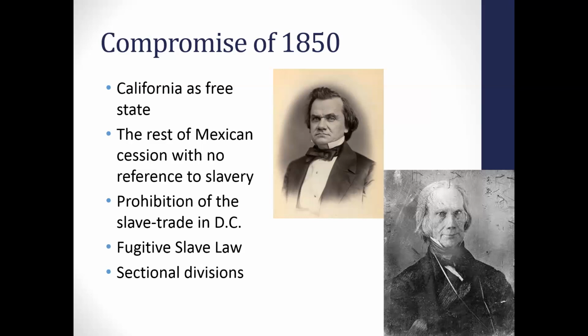It also prohibits the slave trade, the selling and buying of enslaved peoples in the nation's capital of Washington, D.C., but it will not ban slavery from that city. It also strengthens the fugitive slave law, and it's actually going to, for a time, mitigate some tensions between North and South. You had some more radical Southerners who were calling for secession ahead of the Compromise of 1850. Some historians go so far as to say this was really the appeasement of 1850, once again giving Southern slaveholders what they want as they threaten to destroy the Union.